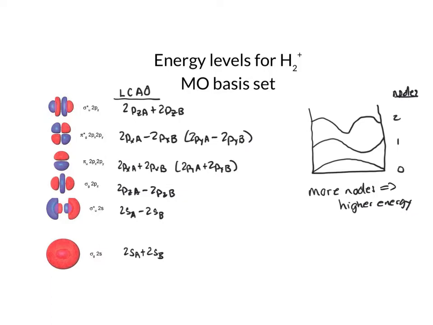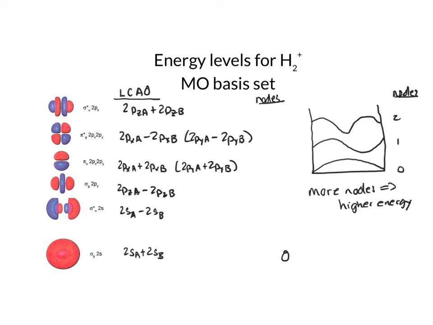So if we look at the number of angular nodes in each of these wave functions, we can see that this sigma bonding orbital made from the two s's has no nodes. There's no place where you change sign. So the colors represent the sign of the wave function. So let's say red is plus and blue is minus. So there's no place where we change the sign. So this has 0 nodes.